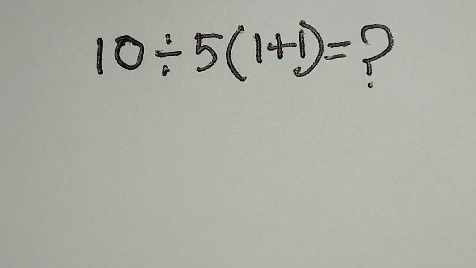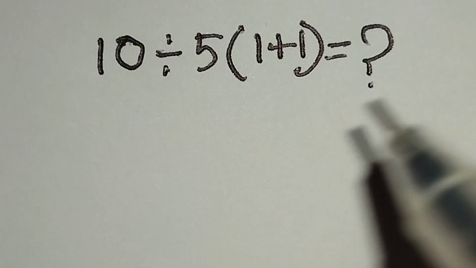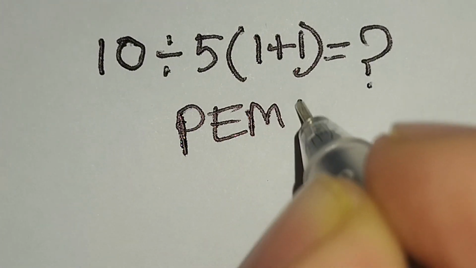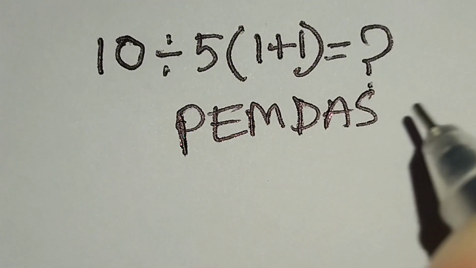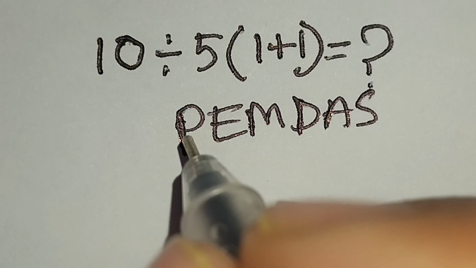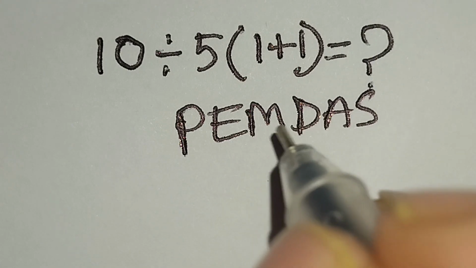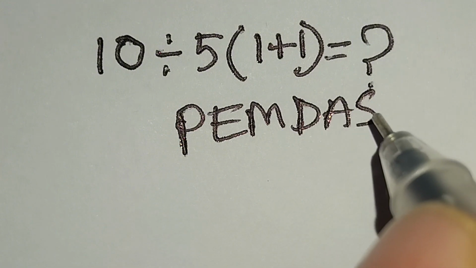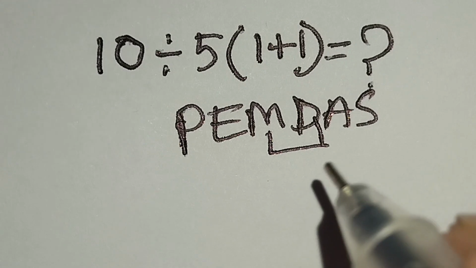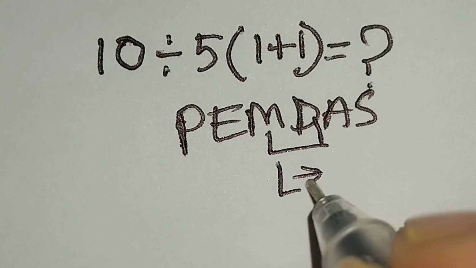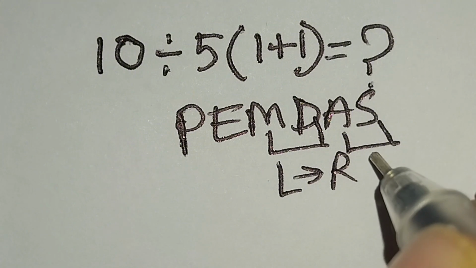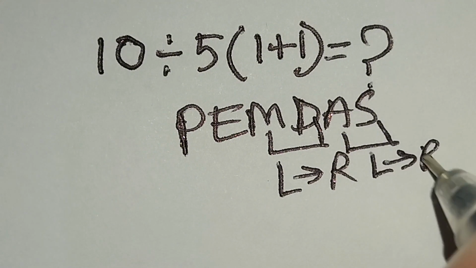Now I will apply the PEMDAS rule to solve this math correctly. PEMDAS. According to the PEMDAS rule, at first we have to work with parentheses, then exponents, then multiplication or division, then addition or subtraction. Remember, multiplication and division have the same priority, so we have to work left to right, and addition and subtraction have the same priority, so we have to work left to right also.